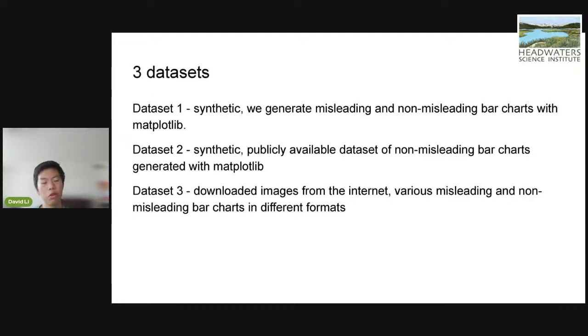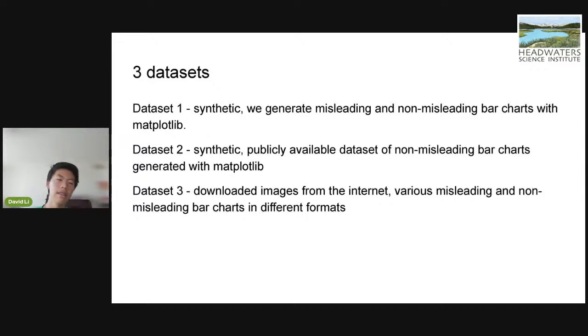Arguably, the most important part of machine learning is collecting data, and good data. We didn't really have good data, but we basically created 3 data sets that we would use to train and test our models. Our first data set is created by a program that we wrote that would generate misleading and non-misleading bar charts with the matplotlib library in Python.